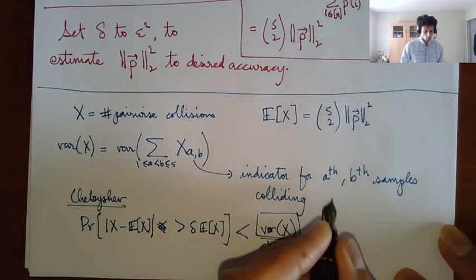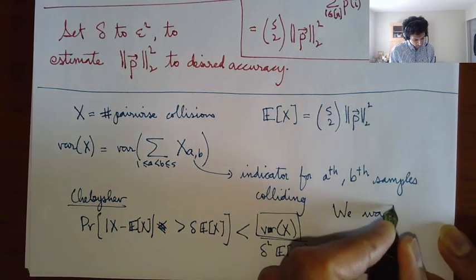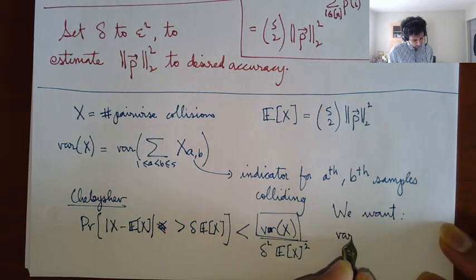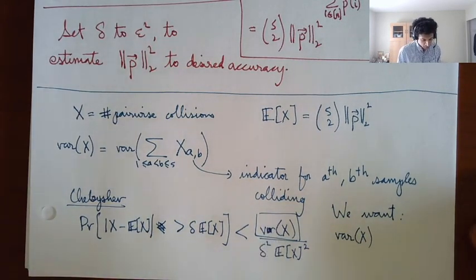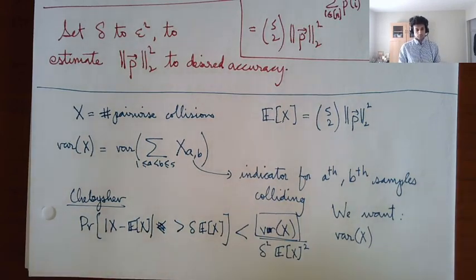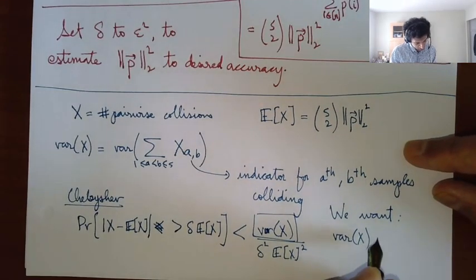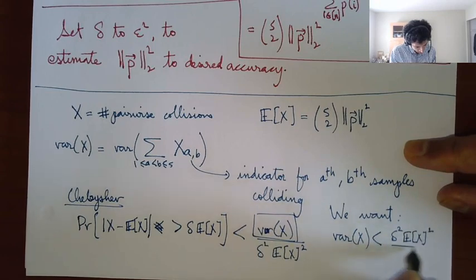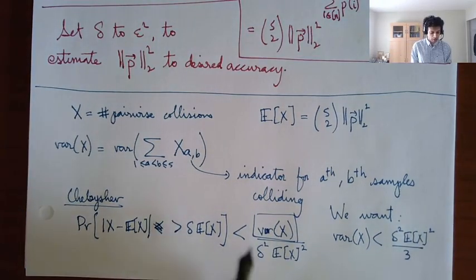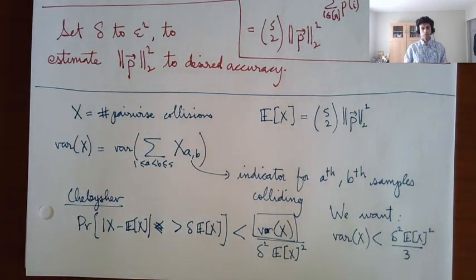And so what we want is that the variance of x needs to be small enough compared to this denominator. Otherwise, we're not going to get anything. So as long as we can get the variance to be at most delta square times the expectation of x square divided by 3, then the probability of the deviation is going to be less than 1/3 as desired. So this is what we want to prove.